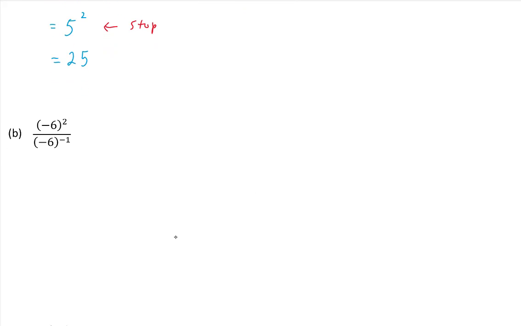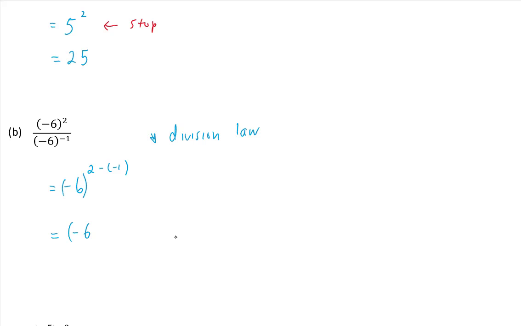Next one. Our base is negative 6, and then we have the exponents of 2 and negative 1. And since we are dividing, we are going to use our division rule, or division law. Our division law for exponents says keep the base, so in this case, our base is negative 6, and subtract the exponents. So 2 minus negative 1. Make sure you put brackets around that base. So that's negative 6 to the power of 2 minus negative 1, that's going to be positive 3.